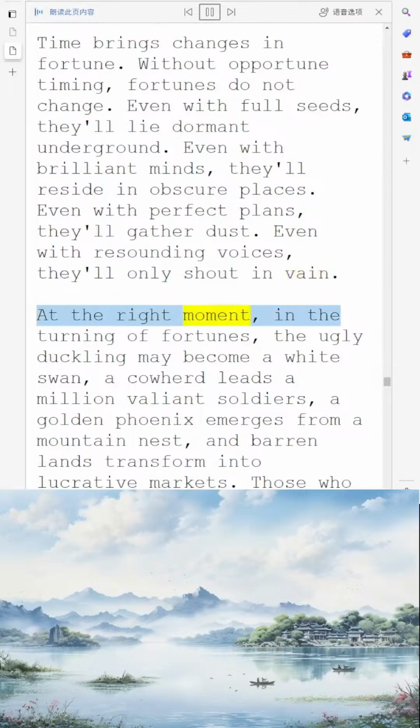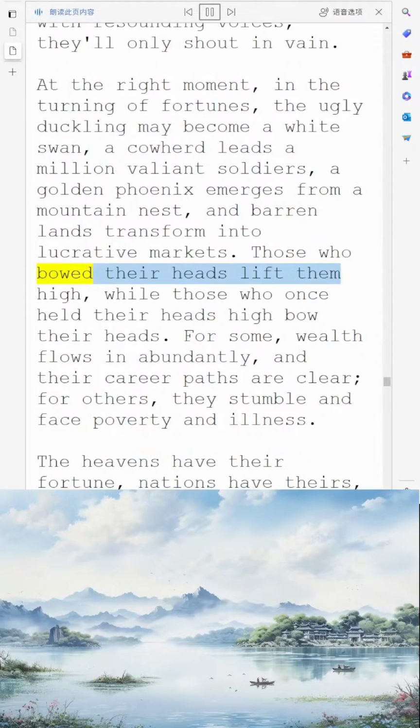At the right moment, in the turning of fortunes, the ugly duckling may become a white swan. A cowherd leads 1,000,000 valiant soldiers. A golden phoenix emerges from a mountain nest, and barren lands transform into lucrative markets. Those who bowed their heads lift them high, while those who once held their heads high bow their heads.